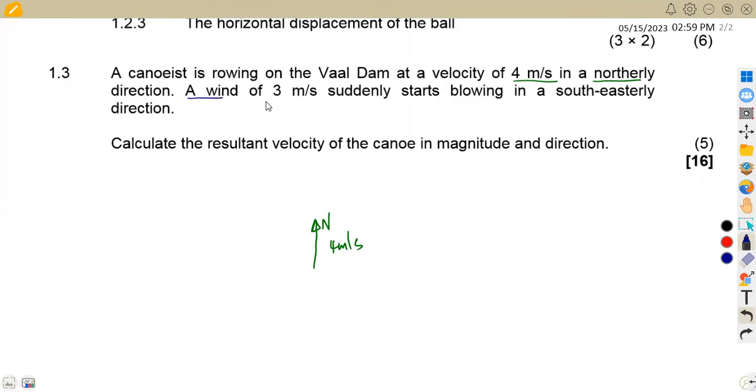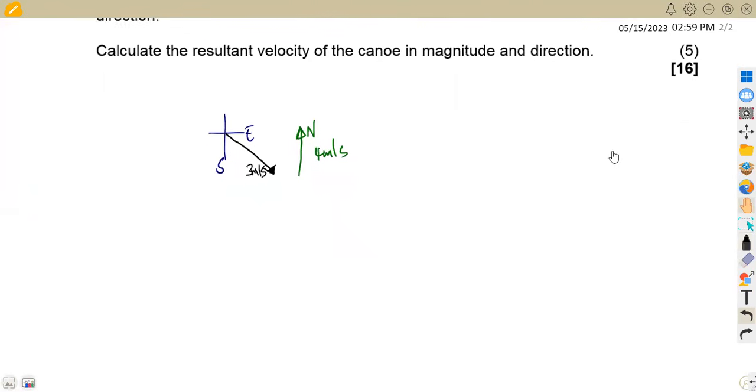Then a wind of 3 meters per second suddenly starts blowing. So there's a wind that is traveling with 3 meters per second in the direction of southeast. That's our south, our east. So the wind is traveling in the southeasterly direction like this, at 3 meters per second. Calculate the resultant of the canoe in magnitude and direction, 5 marks. So you need the magnitude and the direction in this case.